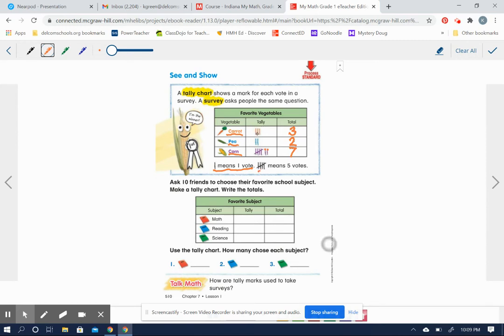And as I pointed out, this right here means 5 votes. It's 4 lines, and then the 5th one goes across in a tally. That makes it easier to count when you can recognize that this is 5. And when you're making tally marks, it's important to put a space in between the sets of tally marks.